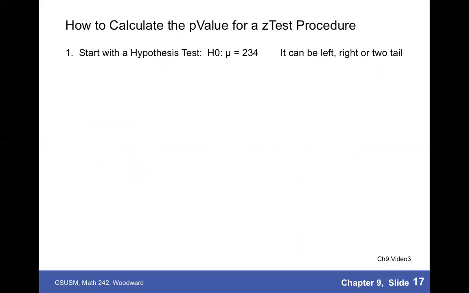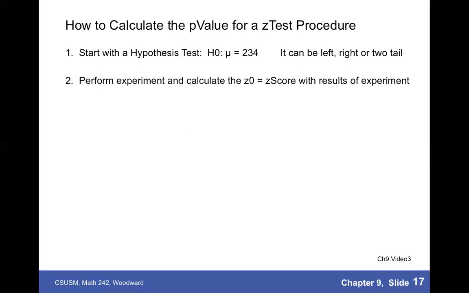So we start with a hypothesis test, 234 this time. And it can be left, right, or two-tail. That's the first major difference. We don't care what type it is just yet. Perform the experiment, and I'll get a Z0. I wonder what that is, a Z-score.